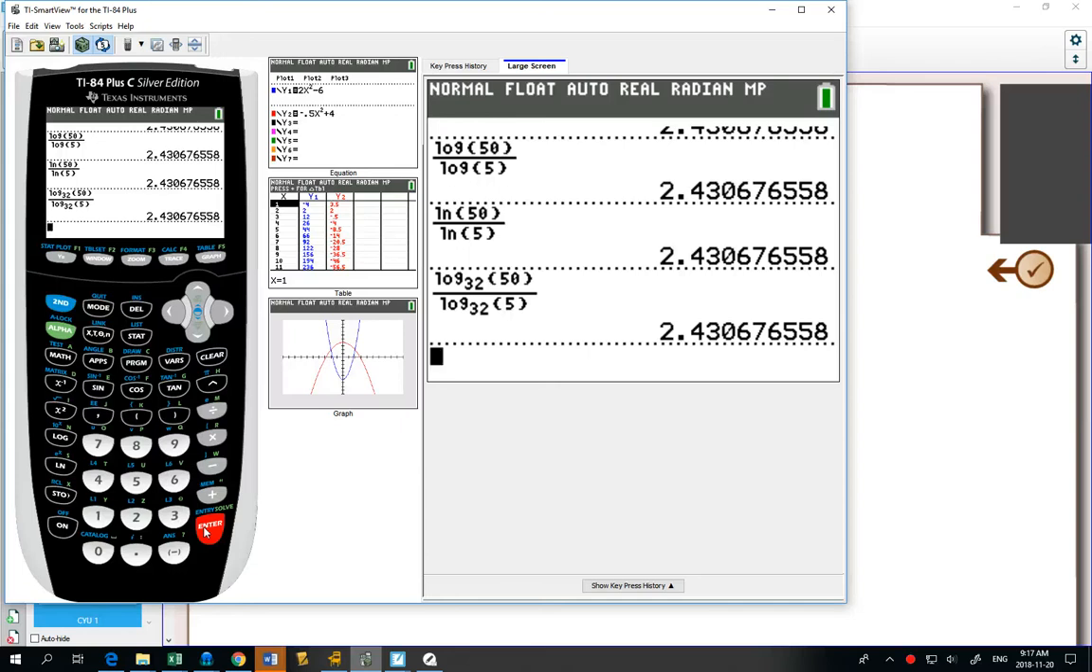Now, the reason the change of base theorem is nice is your log laws only work if all of your bases are the same. So sometimes if you have two logs in different bases, then you would want to change them to be all the same base so you can still apply your log laws.